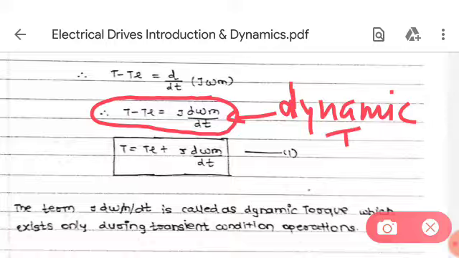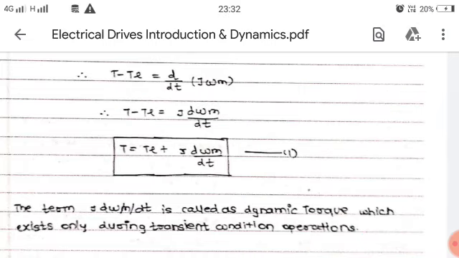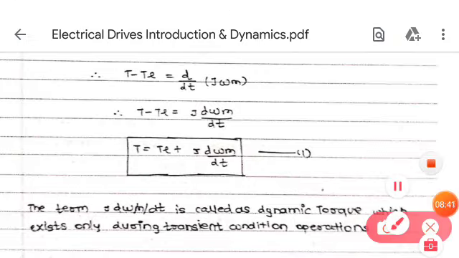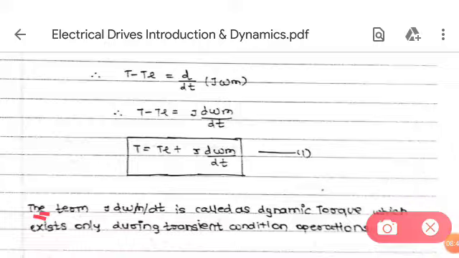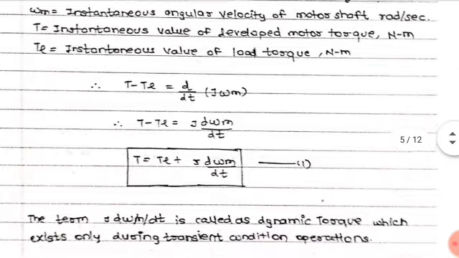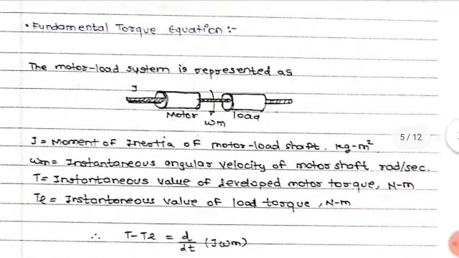Which could be positive, which could be negative, and its sign decides whether it is acceleration or deceleration. It is also written here. The term J d omega m by dt is called the dynamic torque, which exists only during transient operations. So this is a very important equation, which is called the fundamental equation of the motor load system. Now this is the simplest equation, isn't it?